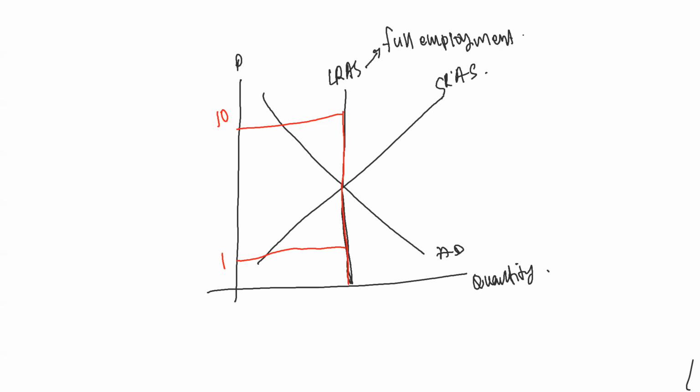Right? So what do you mean by output? Your output means your quantity, your GDP, your products that are being produced in the economy. All the products that are being produced in the economy, if you add them all up, they become the output. Okay, perfect. Okay.